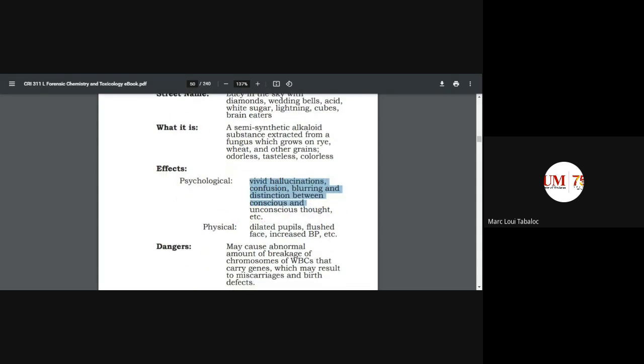Yan. Anong mangyayari physically? Yan. Dilated pupils, flushed face, and of course, increased blood pressure and heartbeat. Much higher than ecstasy. Yan. So, anong epekto nito sa katawan? Especially the blood. So, ang mangyayari nito, yung white blood cells ang unang aatakihin nito. It will break those white blood cells na kinakailangan ng dugo.